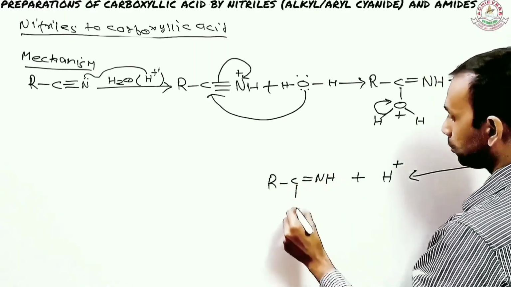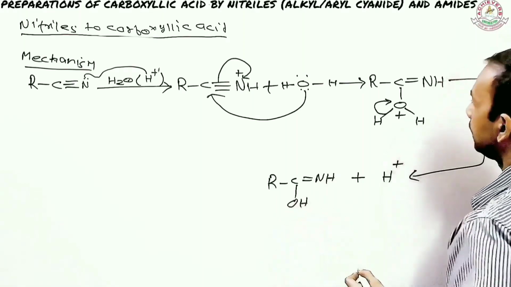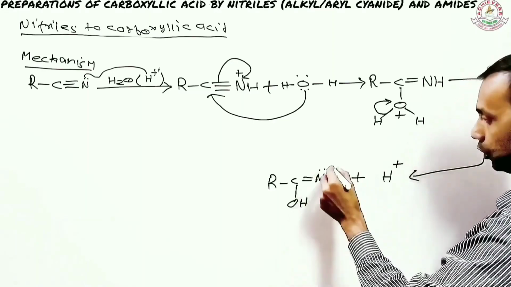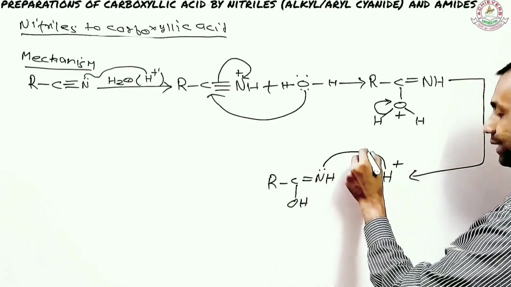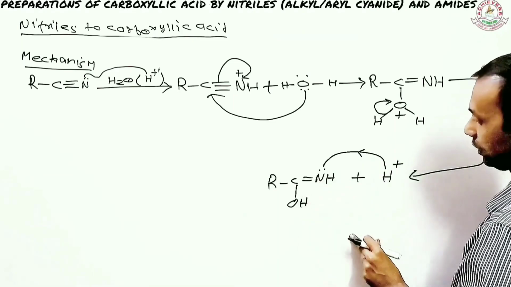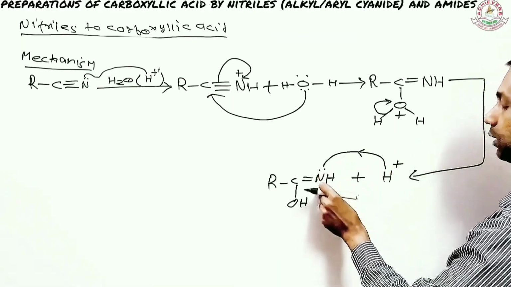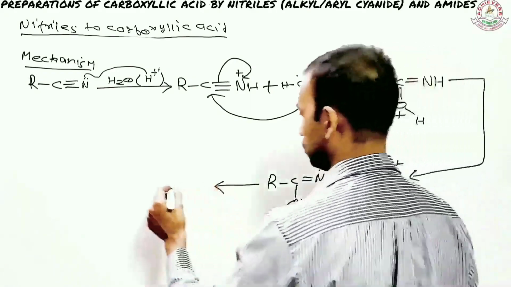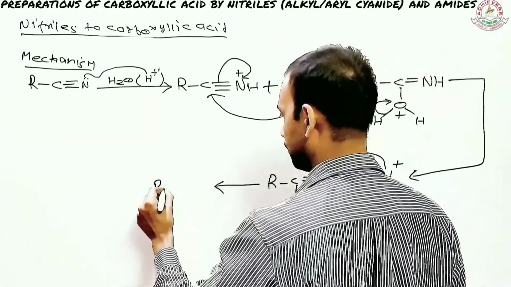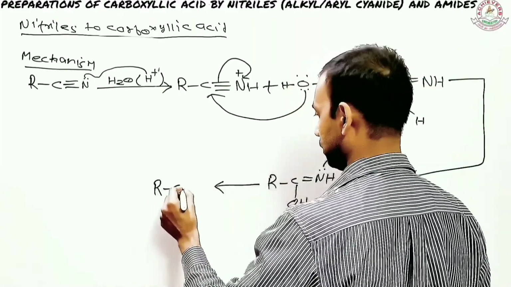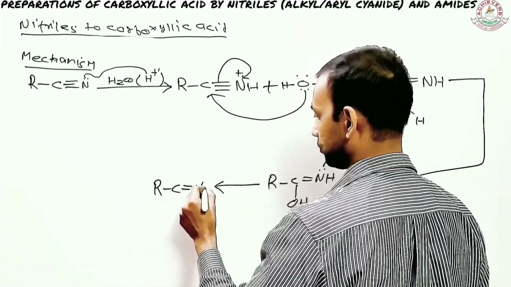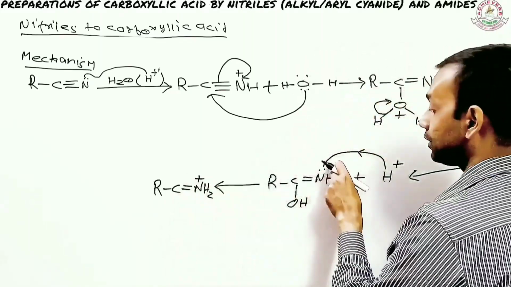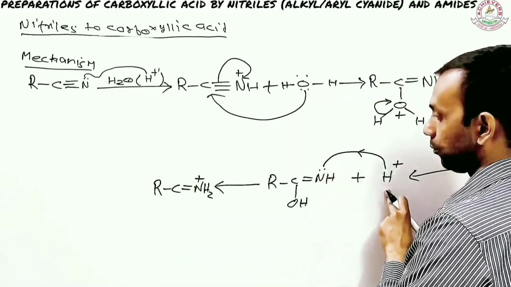And along with carbon, you have an OH here now, right? But you have to understand that the nitrogen still has a lone pair. So what happened? Due to this lone pair, this hydrogen is attracted towards the nitrogen, right? So the hydrogen goes with the nitrogen. So what happened? This comes out to be R, C, double bond, N, and you have now H2, but it has a positive charge because it has given its electron to the proton, right?